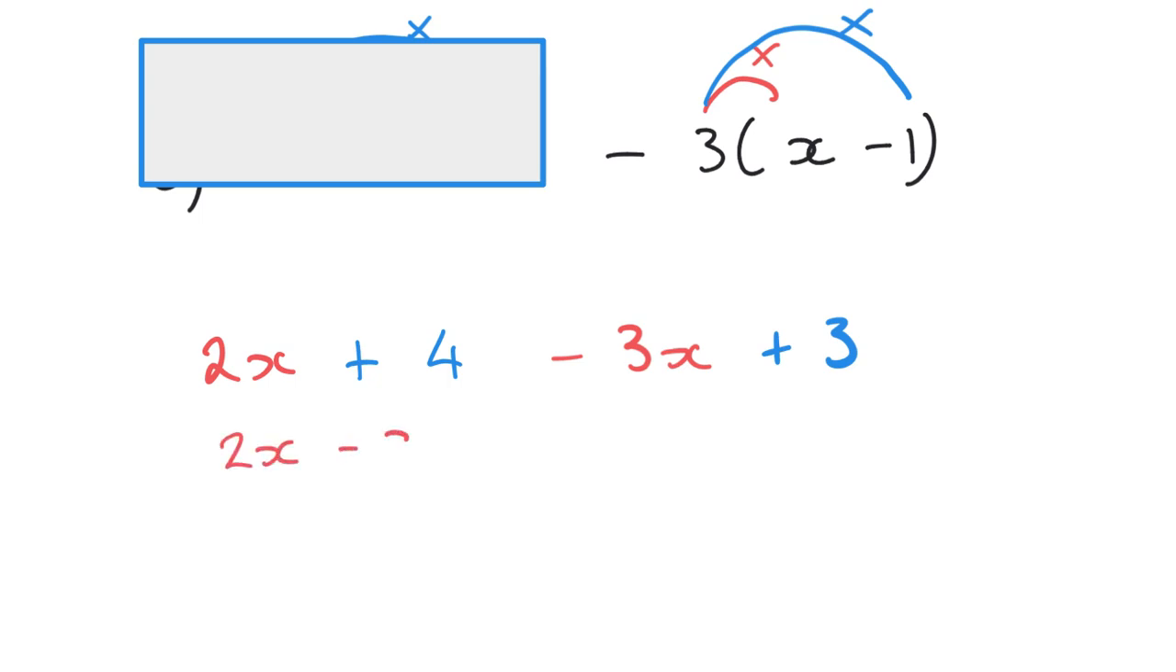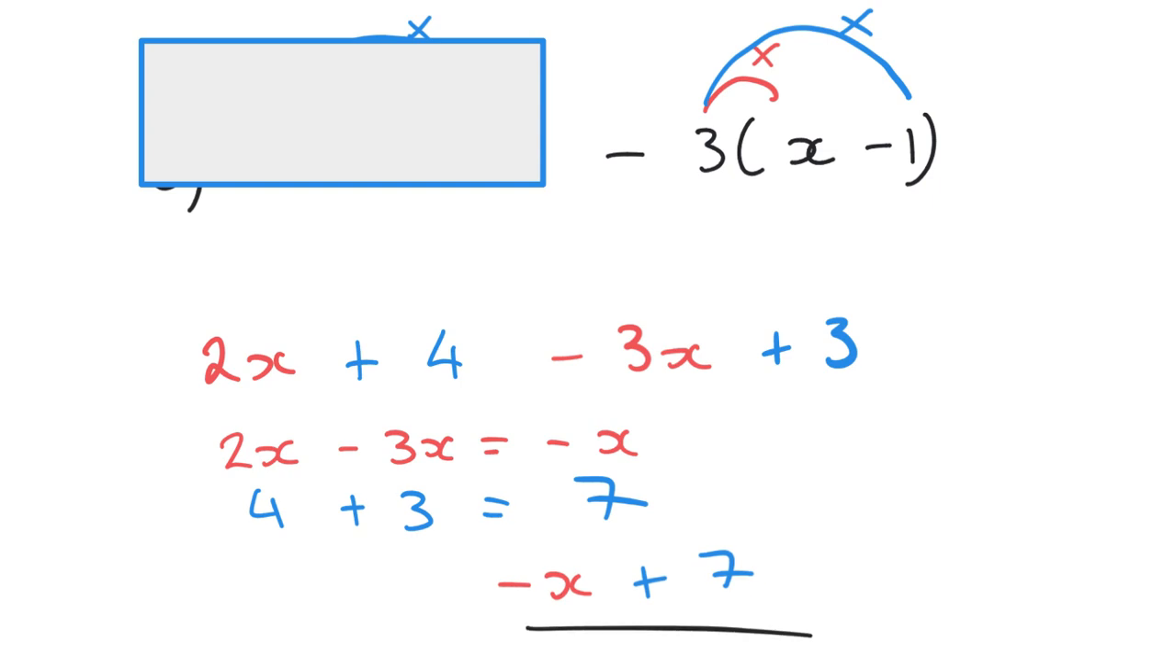So collect the like terms. 2x, we've got a minus 3x, which is negative x. And then we've got a 4 plus a 3, which is 7. So our answer is minus x plus 7. All I've done there is 2x minus 3x, and then plus 4 plus 3. That's all it is.